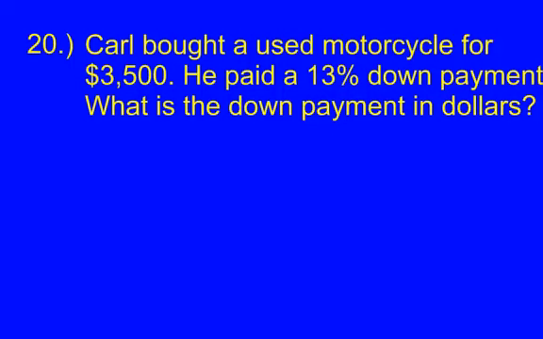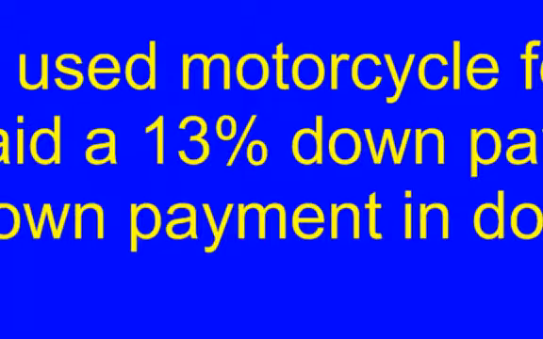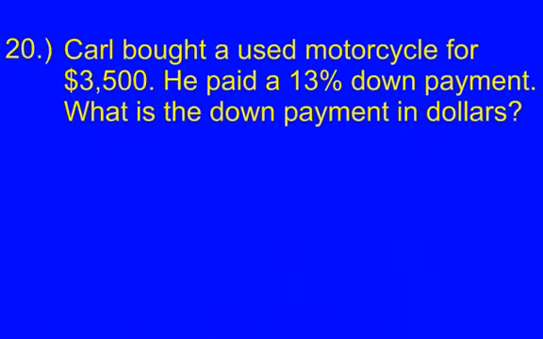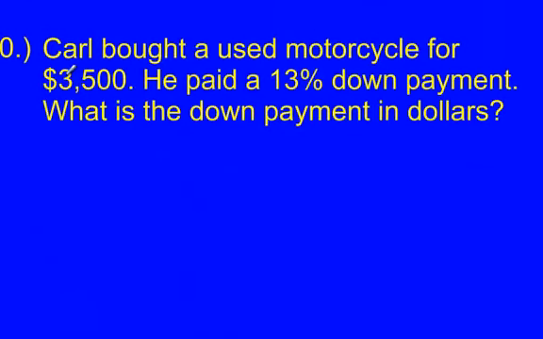All right, number 20. Carl bought a used motorcycle for $3,500. He paid a 13% down payment. What is the down payment in dollars? What does that word down payment even mean? That's just like saying, hey, I don't have $3,500 right now, but what I'll give you is maybe $500 right now. That's a down payment.